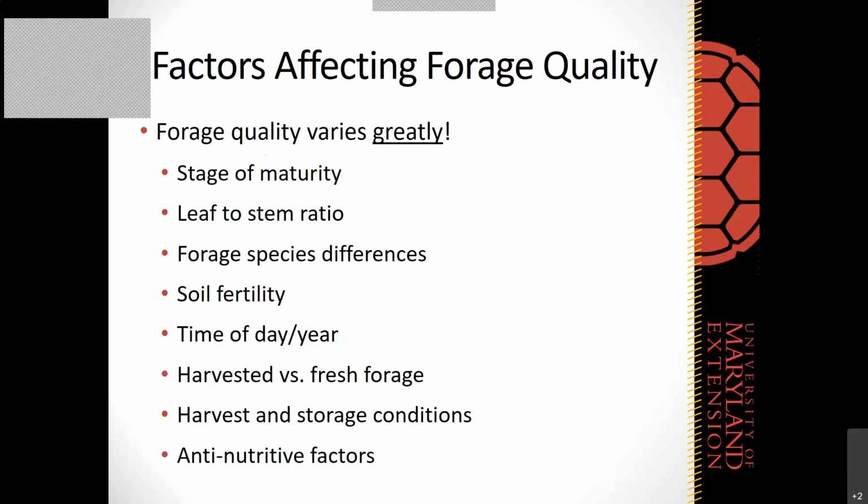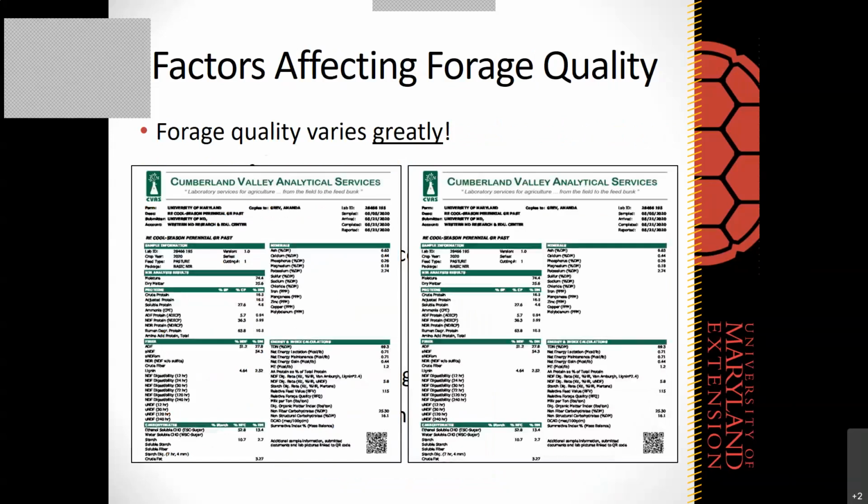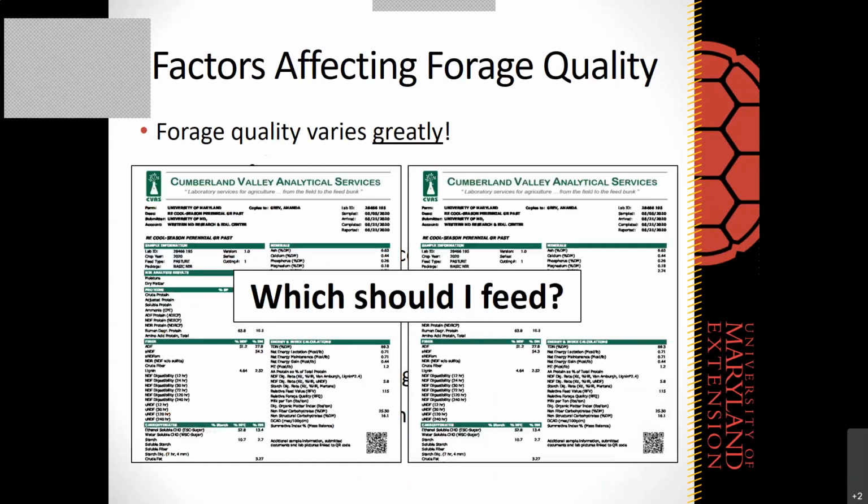So a lot of people ask, okay, well, all of that said, there are all these factors, but what do I do? I have these 2 different forage tests here. How do I know which one I should feed? Which hay should I buy? What should I purchase?